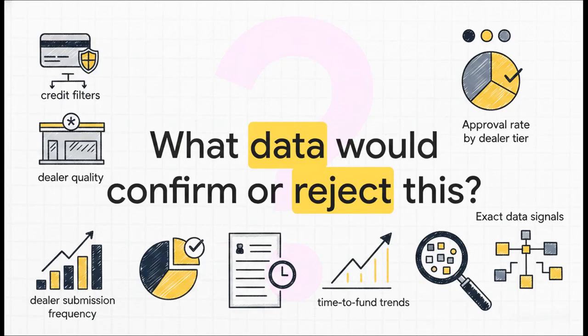If our hypothesis is about credit filters or dealer quality, what exactly do we check? Well, we might compare dealer submission frequency or pull the approval rate by dealer tier. Maybe look at the application completeness rate or time to fund trends. We have to find the exact data signals that prove or disprove our branch.